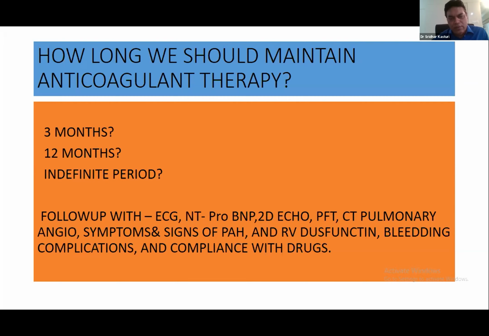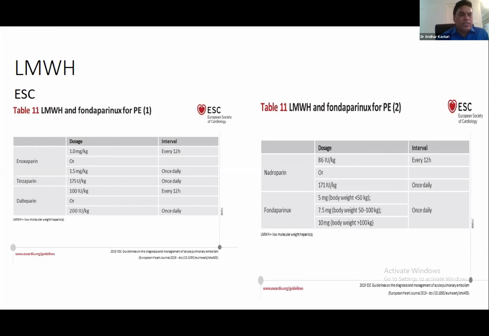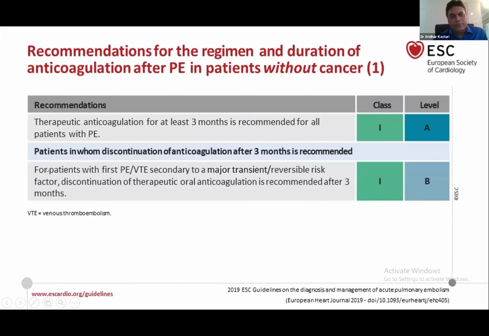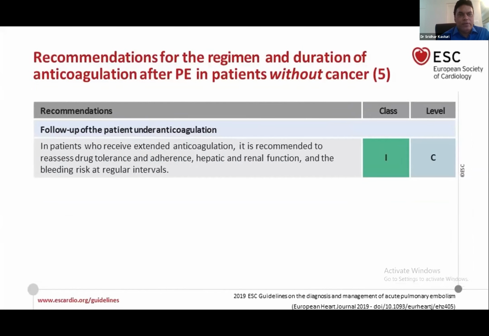Suppose the patient developed unprovoked pulmonary embolism, if he's not using drugs, there is a chance of recurrence of pulmonary embolism. So these are the low molecular weight heparins. You can choose any one. After thrombotherapy, many of the time we use enoxaparin. And the recommendations for the regimen duration of this is not needed for this relevant topic. So always, minimum you give for a 3 month period.